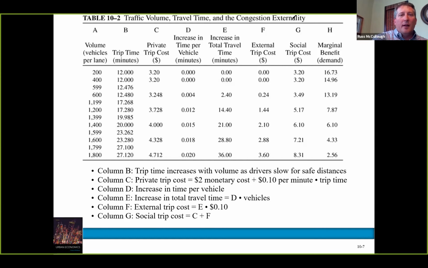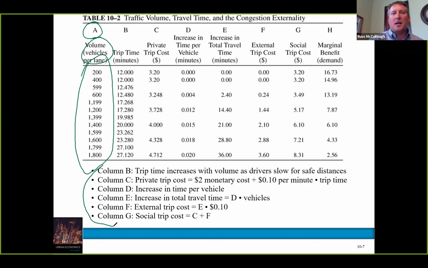So on A, we've got vehicles per lane of traffic, right? So we've got the vehicle count going up. And as we do that, we've got trip time. So down here, columns B, C, D, E, and F, and G are all highlighting what they are. So trip time increases with the volume. So here we've got the trips 27 minutes versus 12 minutes.